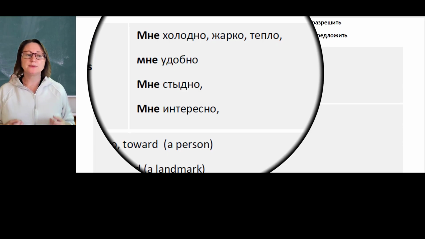Мне удобно means I am comfortable. Like мне здесь удобно. It's comfortable for me here. Мне стыдно or не стыдно. I'm ashamed or not ashamed about something. Мне интересно. This expression is more like, I'm wondering. Интересно. Мне интересно. Ему было интересно. He was wondering about something.